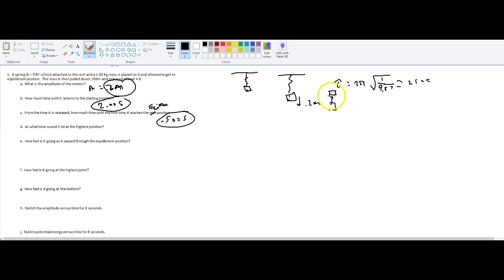What time would it reach the highest position? Well, that would be all the way up here, right? That'd be halfway through its trip. Half of 2 is 1 second.